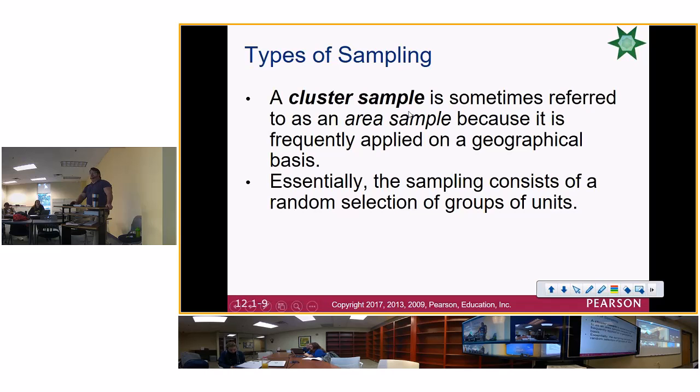Anyway, cluster sample. We do not live in the same community. A community could be a cluster. Okay? So I would use a community or a precinct as an example of a cluster sample.